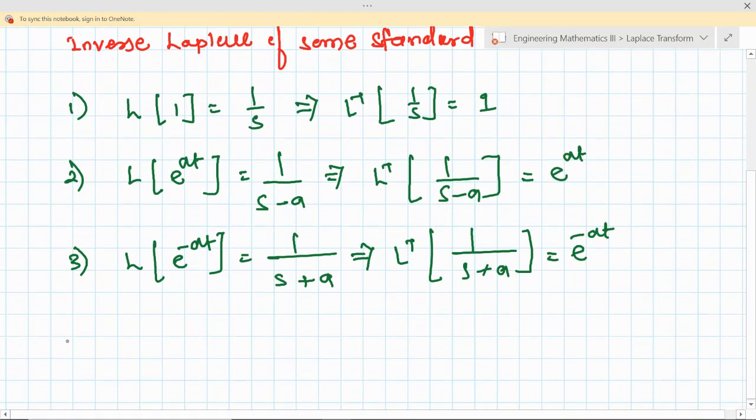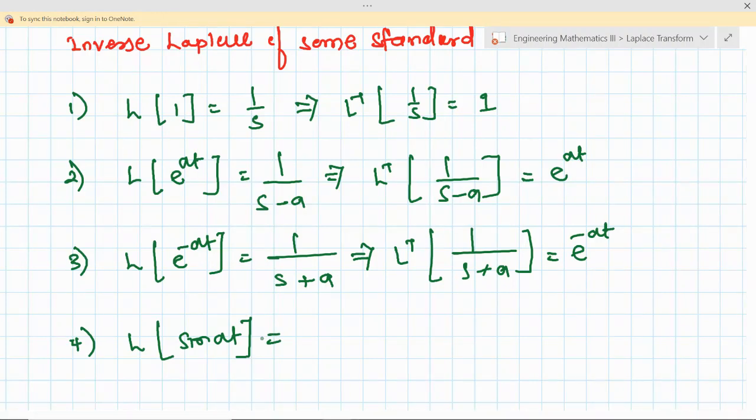Now the fourth result that we have, Laplace of sin at. In some books you may find alpha instead of a, like e raised to alpha t or sine of alpha t, or in some cases in the exam you may have the result for sine alpha t. That is okay, a or alpha will be there. That doesn't change the meaning of the result and the concept. Only alpha is there instead of a, that is fine.